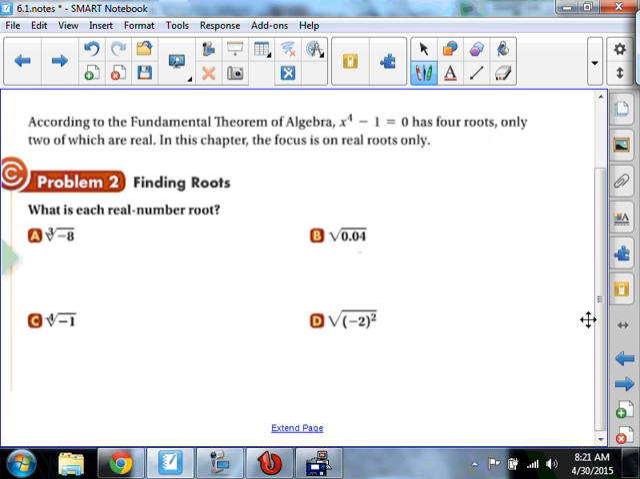What is the third root of -8? Well, we already did that one. We know that's -2, right? What about the square root of 0.04? The square root of 0.04.